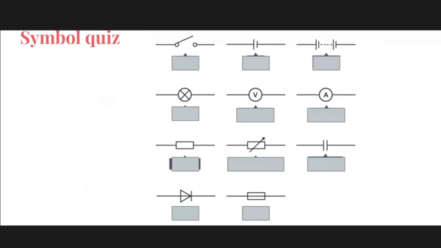Okay, little quiz time. I got this from BBC Bitesize because I found it easiest. So let's start with Laura. Can you tell me what the top left one is? Martin, can you tell me what the next one is? Battery.